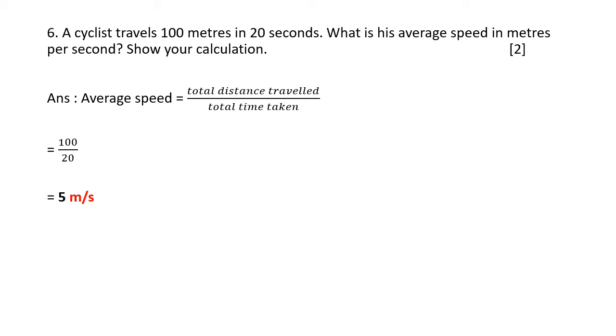So here the distance traveled is 100 meter, time taken is 20 seconds. You know the formula, average speed equals total distance traveled upon total time taken. So 100 by 20, 5 meter per second. So again check the unit, it is 5 meter per second. If your unit is wrong, then half the mark will be cut.